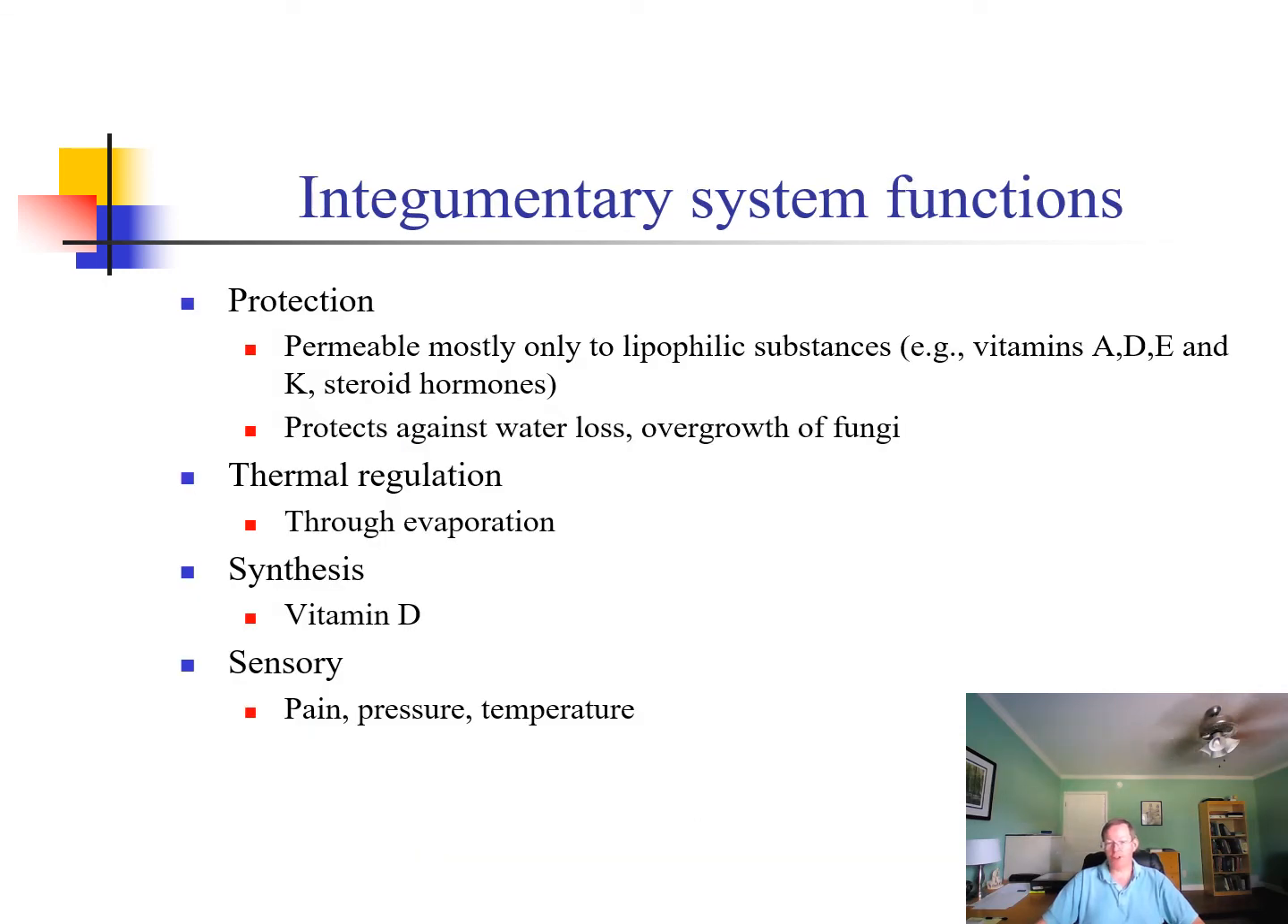Now, what does our skin do? It does several things. One of the primary functions is to protect us. We are made mostly of water, and as a result, we would desiccate, or that water would evaporate. So we need some sort of protection, and that's the hydrophobic outer skin layer, which is dead. As a result, the permeability to substances is limited to those that are very lipophilic, such as the fat-soluble vitamins A, D, E, and K, as well as steroid hormones.